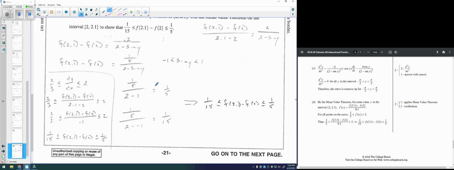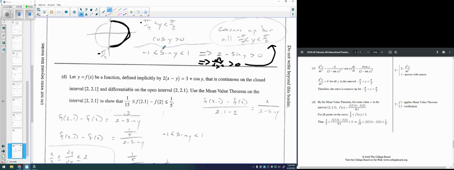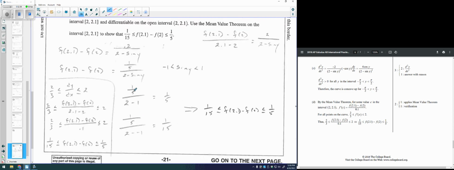I'm not going to do it my way. You can hit pause and look at what I did. I just evaluated this right here. The biggest sine can be 1 and the smallest sine can be -1, from what I just said right here. And so when I plug those values into my instantaneous rate of change, it does end up between 1/5 and 1/15. So that's what I did, which works. I would totally have got all the points, but theirs is more intuitive, and I like theirs.